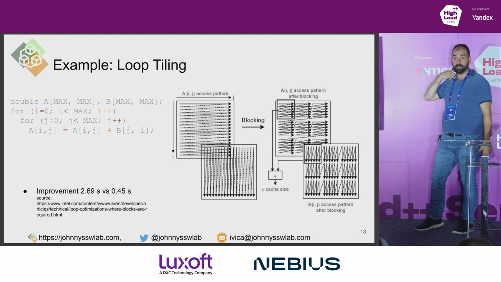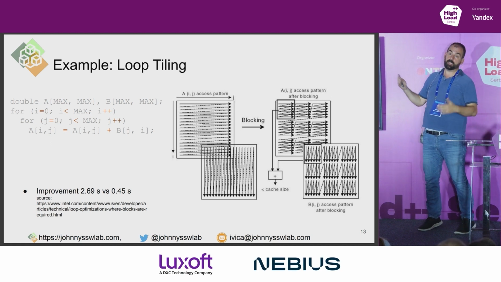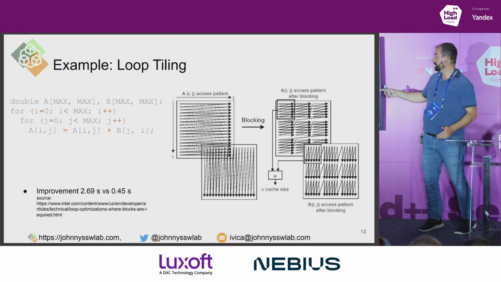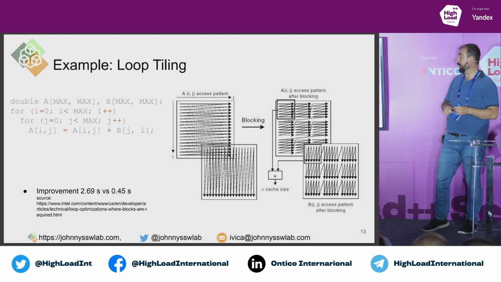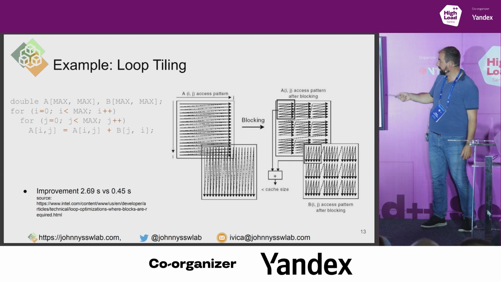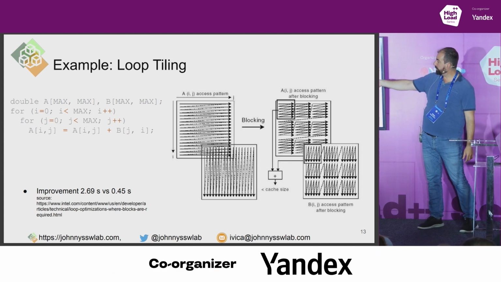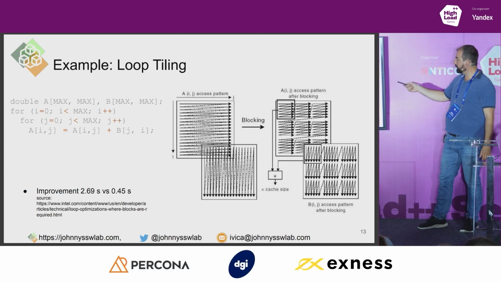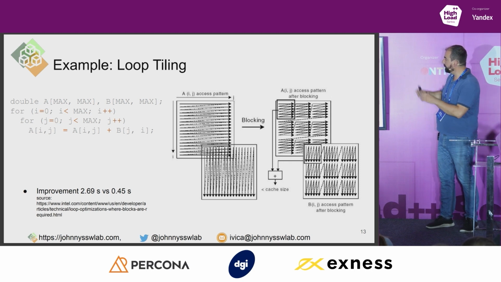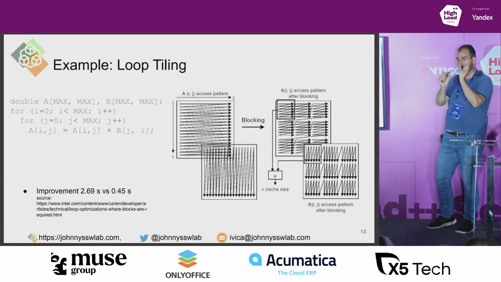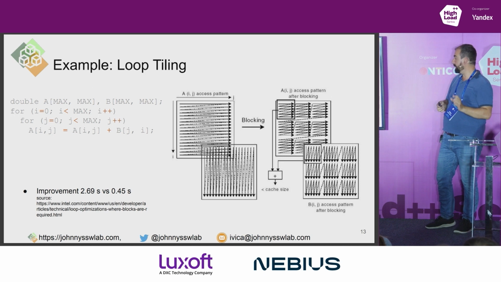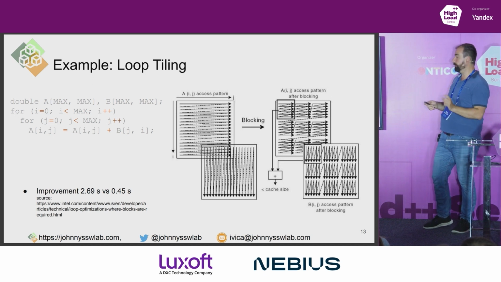Now the question is, can we fix that with loop interchange? We can't, because access to B will be efficient, but access to A will be inefficient. So we do it like this. From the original on the left, we move to the tiled or blocked access on the right. We divide the matrix into small tiles, and then we access them tile by tile. And this is actually more efficient.